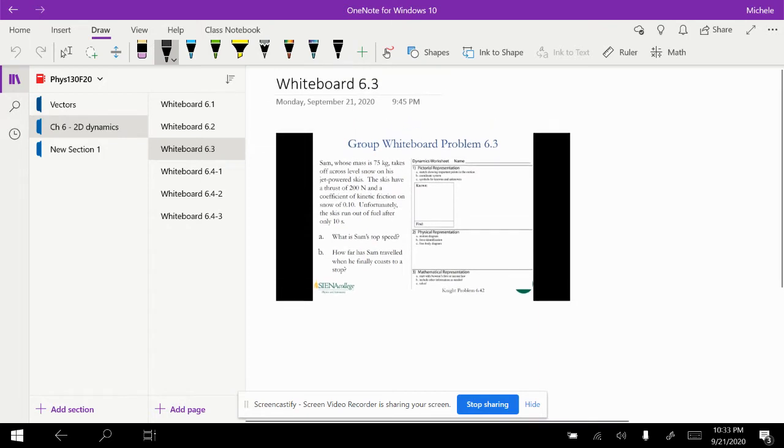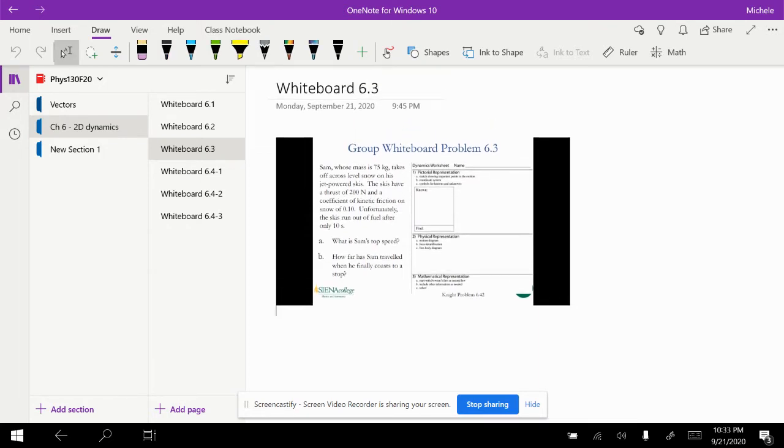First thing we're going to do is draw a picture. So I've got, let's say this is snow, and let's say this is one ski, another ski, and this is Sam. And he's got ski poles, and he's going this way. He also has a jetpack, so we'll just make this like fiery on the end of his skis.